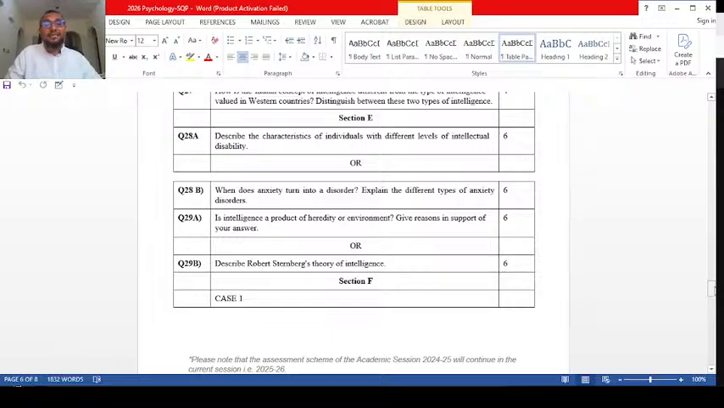When does anxiety turn into a disorder? Explain different types of anxiety disorders. Look into this area. Anxiety is defined as a diffuse, vague, very unpleasant feeling of fear and apprehension. A high level of anxiety which is distressing and interferes with effective functioning indicates the presence of an anxiety disorder. When the anxiety level is very high, that time it leads to anxiety disorders.